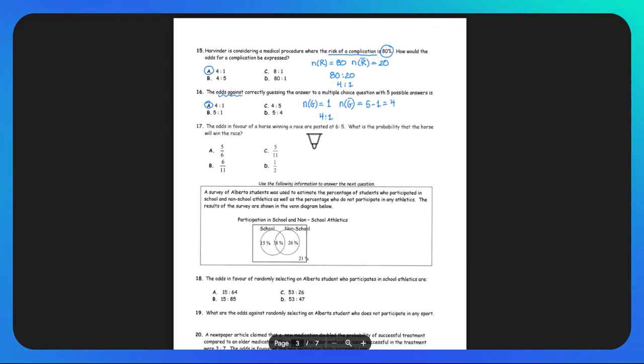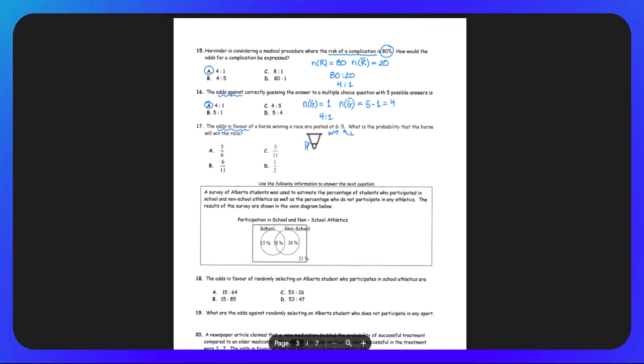Let's look at 17. The odds in favor of a horse winning a race are posted at 6 to 5. So that's the odds in favor. So this is win, not win or lose. What is the probability that the horse will win the race?